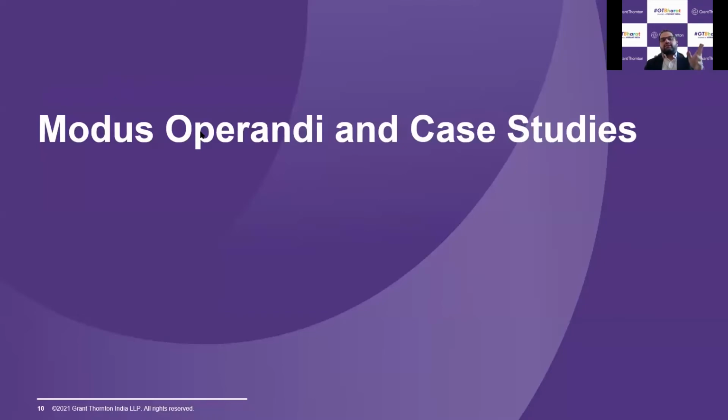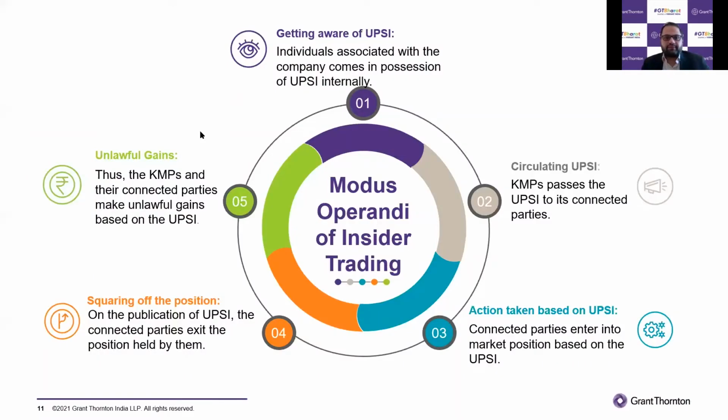Now, as I said, the more interesting part, the more forensic bit, is what are typically, in our experience, the modus operandi followed, and some case studies on that. Typically the cycle works like this. Individuals associated with the company directly or indirectly come in possession of UPSI. The individuals who have the UPSI pass it on to connected entities. Basis that, the connected entities take a market position based on the UPSI.